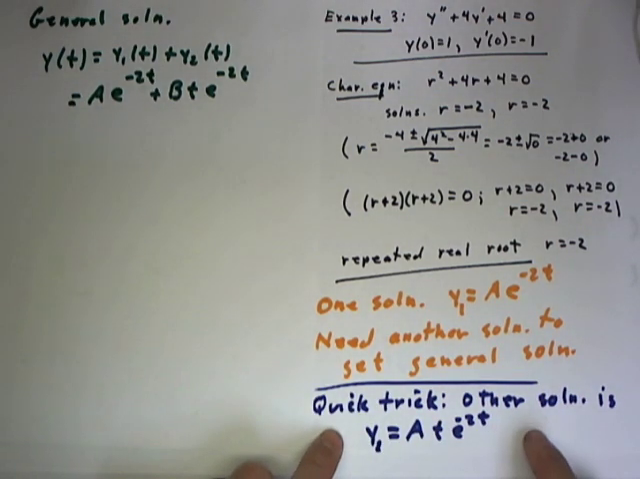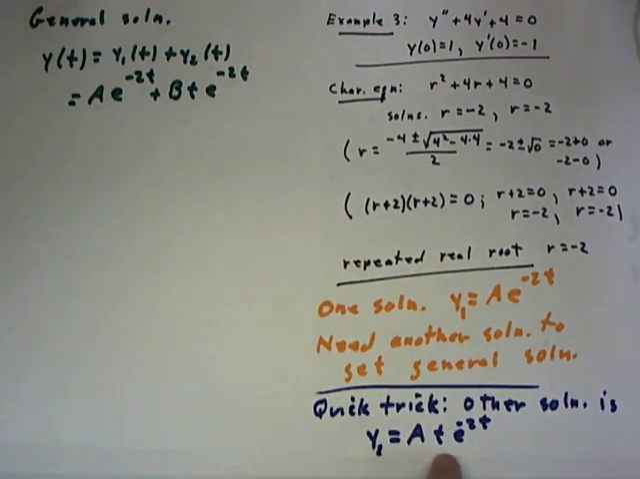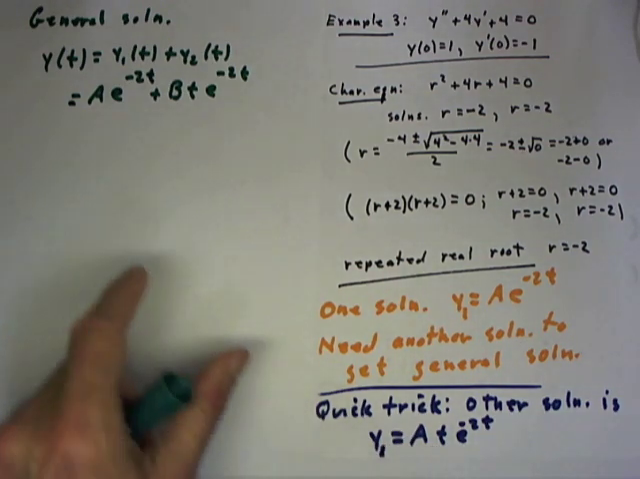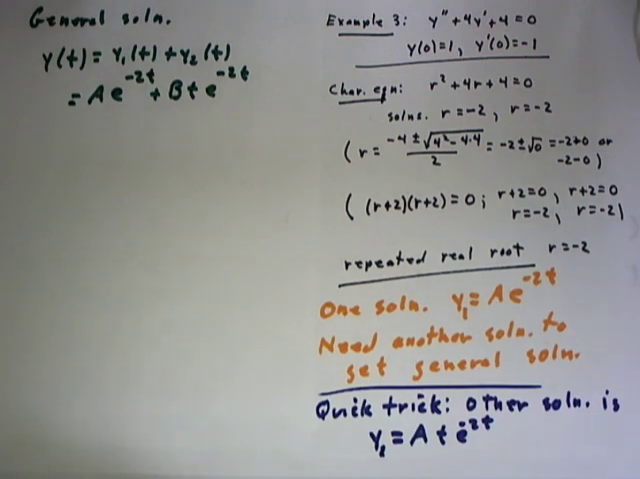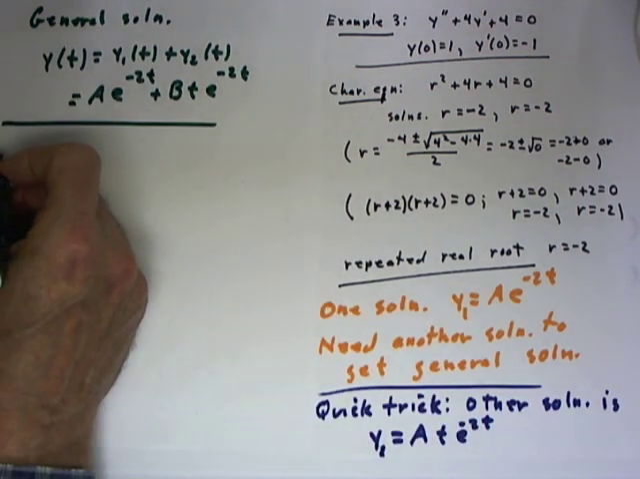Now, I've quoted this quick trick. I haven't motivated it. I haven't shown you where it comes from. We'll do that in a subsequent clip. But for now, we'll just accept this trick and move on. So we want to apply the initial conditions.